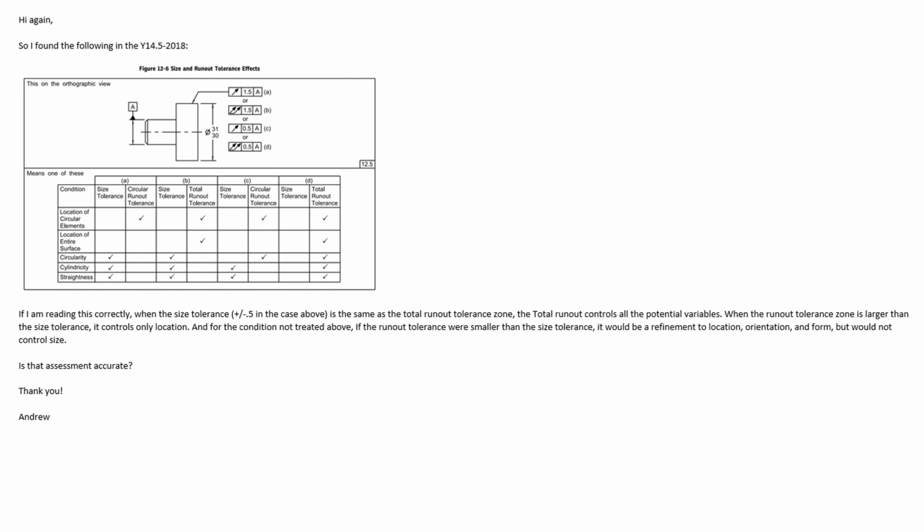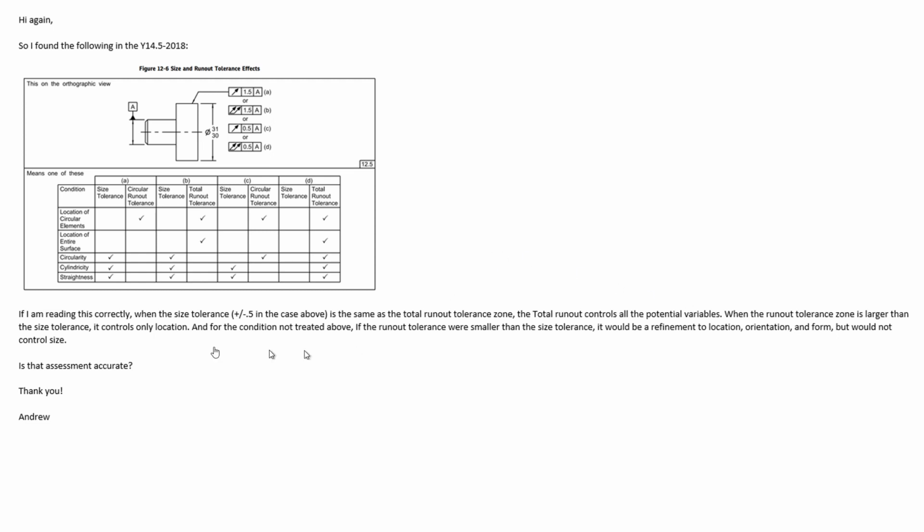So what he found, if reading this correctly, is that when the size tolerance, plus or minus 0.5 in the case above, is the same as the total runout zone, total runout controls all the potential variables, and that is correct. When the runout tolerance zone is larger than the size tolerance, it controls only location and orientation. And for the condition not treated above, if the runout tolerance were smaller than the size tolerance, it would be a refinement to location, orientation, and form, but would not control size. And that assessment is accurate. Yes, Andrew, you got that right.